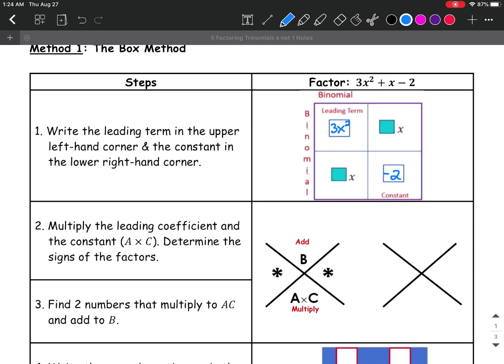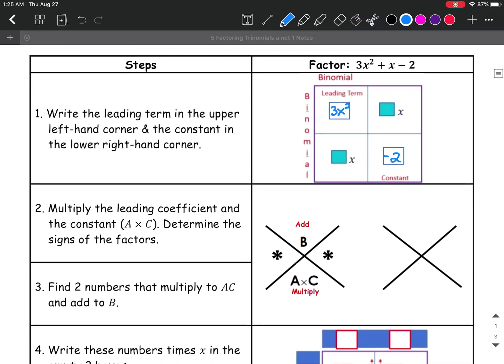All right, now next step, we're going to multiply the leading coefficient and the constant. So our leading coefficient is 3 times that negative 2, that would be negative 6, okay? So we know that our numbers are going to multiply to negative 6. We also know that they have to add to b, which in this case is 1 or 1x. Okay, if you want to put the x there, that's okay.